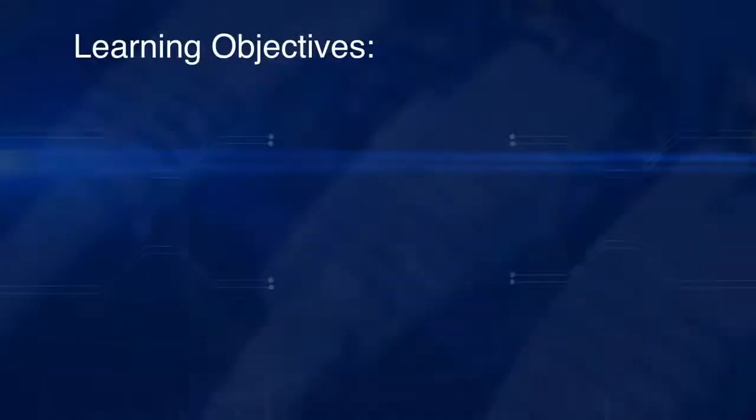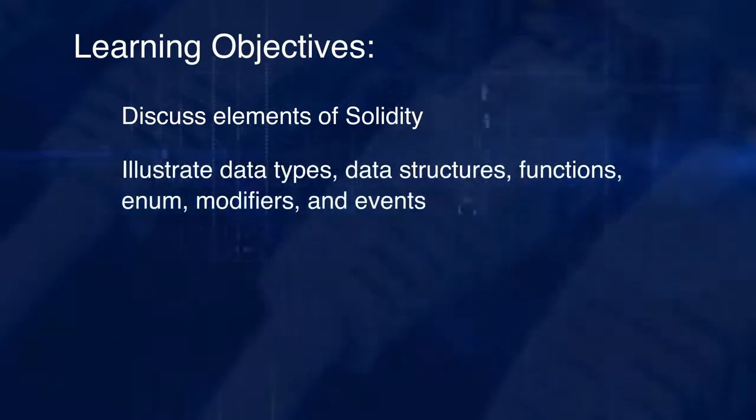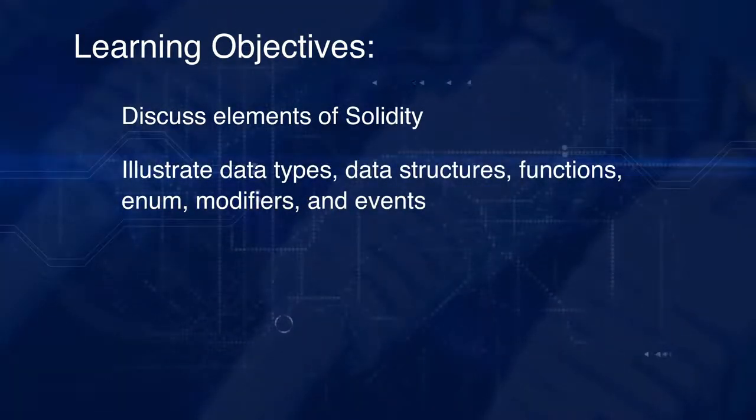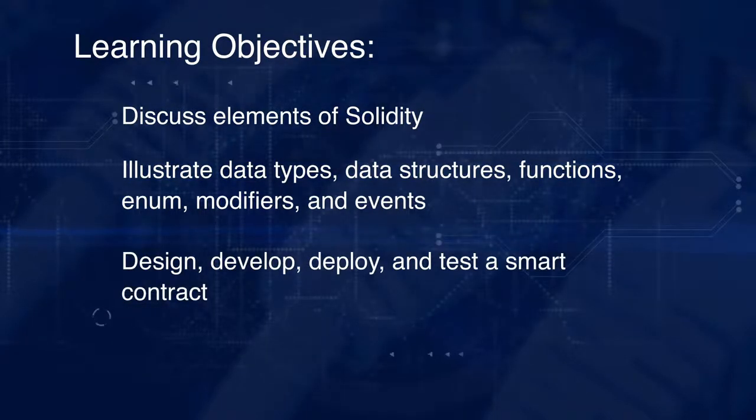Recall that we examined the structure of a simple smart contract in the last lesson. Here is a more detailed structure of a smart contract. After this lesson, you will be able to discuss the elements of Solidity, a high-level language for writing smart contracts, illustrate data types and data structures and functions, enum, modifiers, and events using Solidity code. Apply these concepts to design, develop, deploy, and test a smart contract.